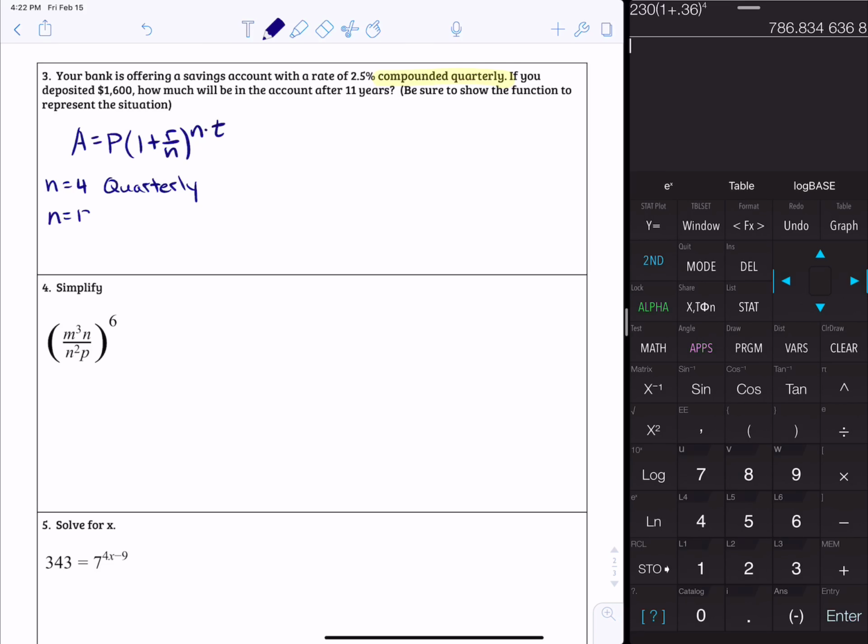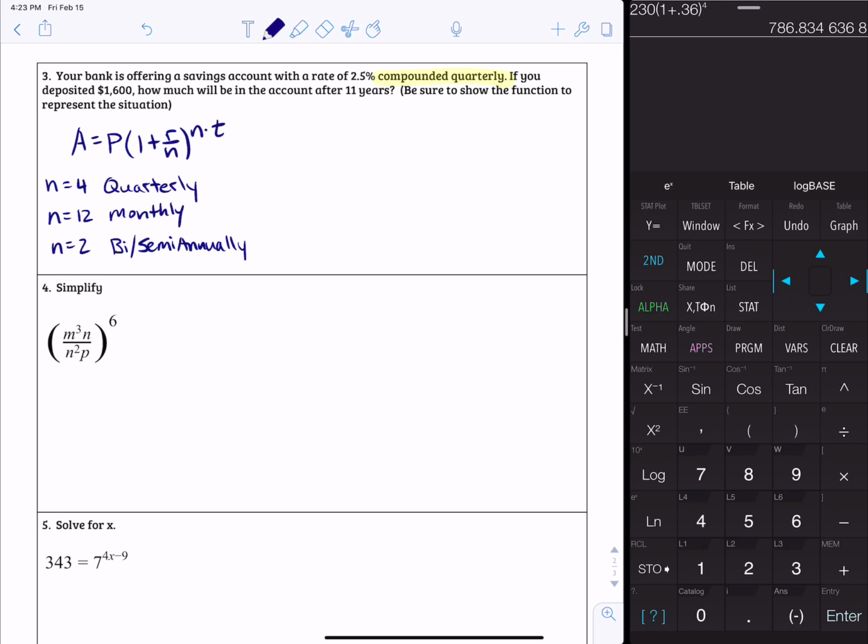N equals 12 if they say monthly. And N equals 2 if they say twice a year or biannually or semi-annually. Those all mean twice a year. All right. So those are just a few of the typical ones, but it's how many times a year the interest will compound. And then the other letters still mean the same thing.